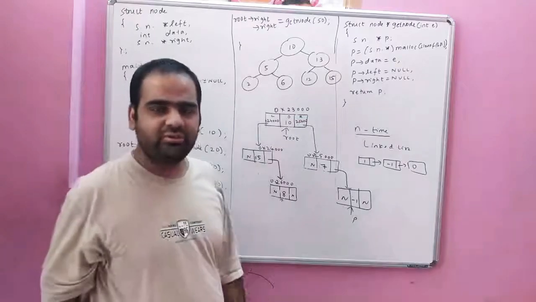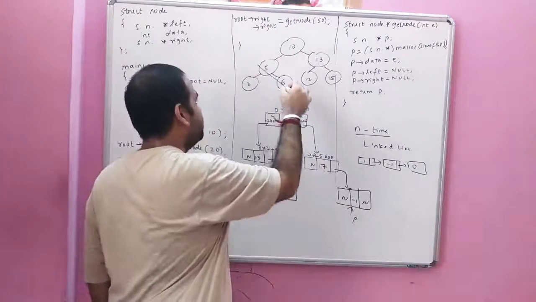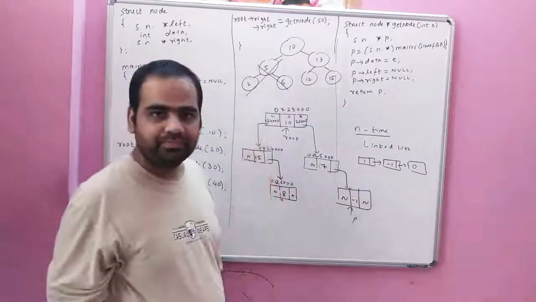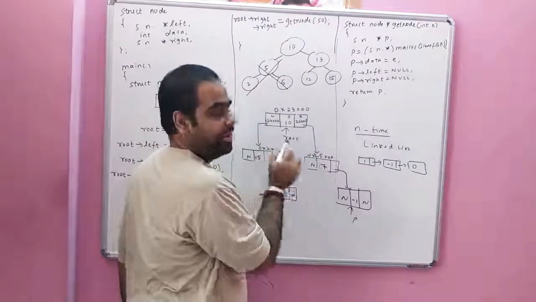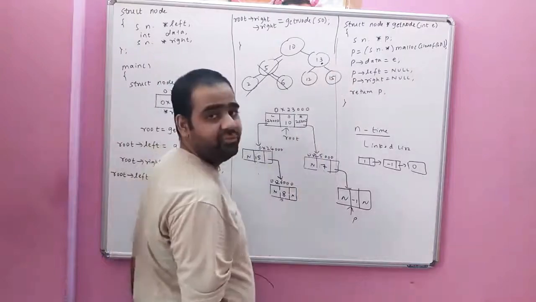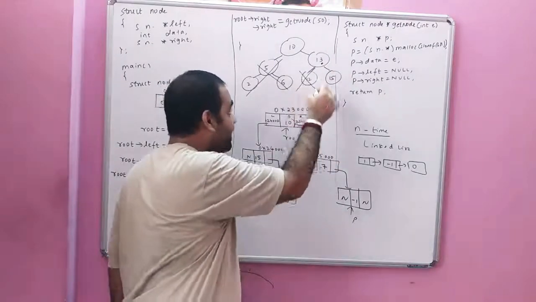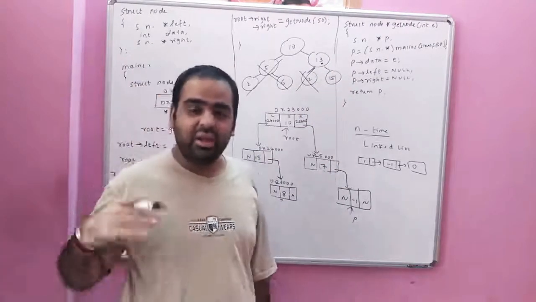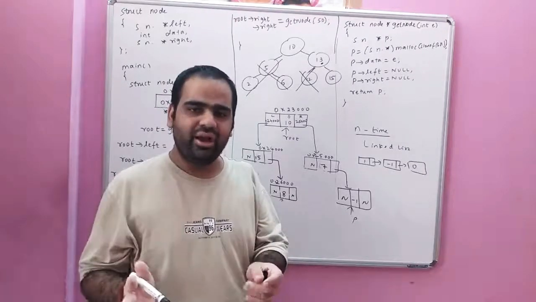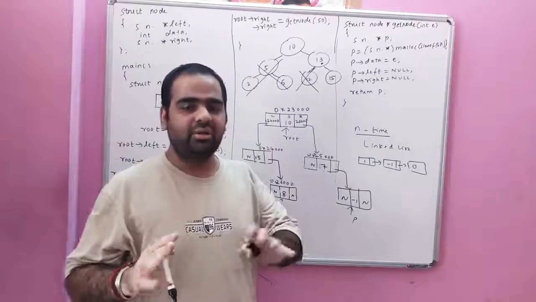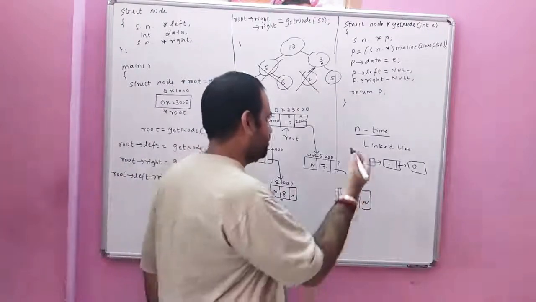Suppose I want to search 15. At one time, what do you do? You neglect half of the nodes. Right? Now, because 15 is greater than 10, you come over here. Now again you compare 13 with 15. 15 is greater than 13. Again you neglect half of the nodes. That means at each step you neglect half of the nodes, and you find the node in log n time. How is it log n? That is for the algorithm course. I will explain it later.